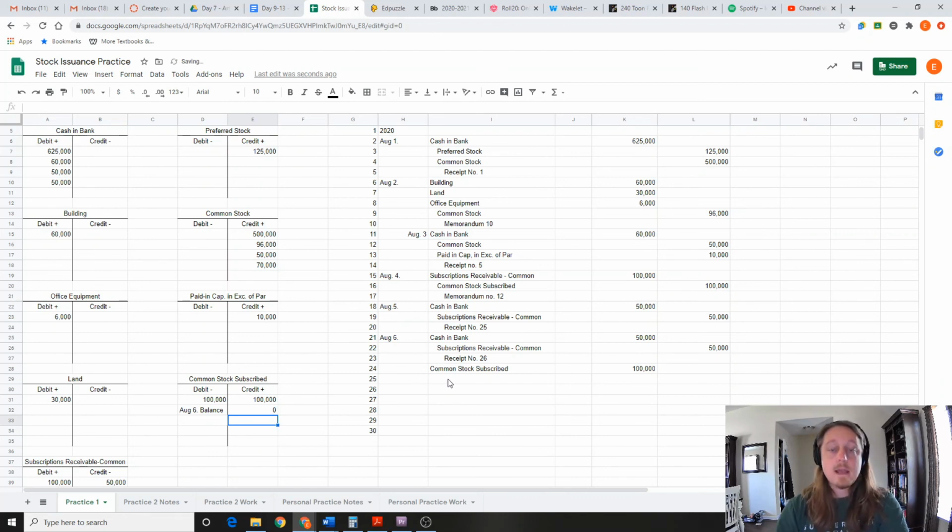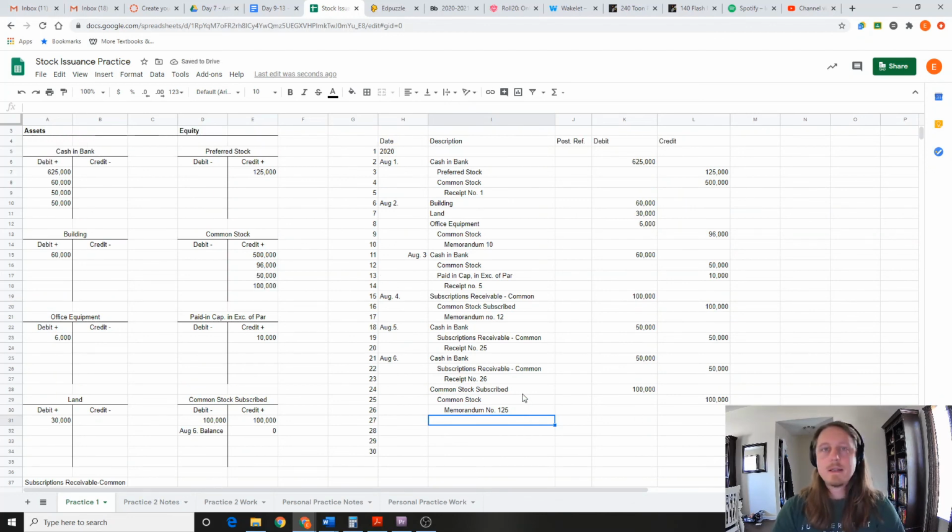Awesome. Okay, but now we got to give the stock. So in the credit section, we're going to issue common stock of 100,000. So here this 70,000 should not be here. Sorry about that. So we have $100,000 in common stock that has been issued. And that's it. So we put the receipt here, or the memorandum that was issued. We'll say 125. Okay, and then that's it. So that's pretty much how you handle subscriptions.